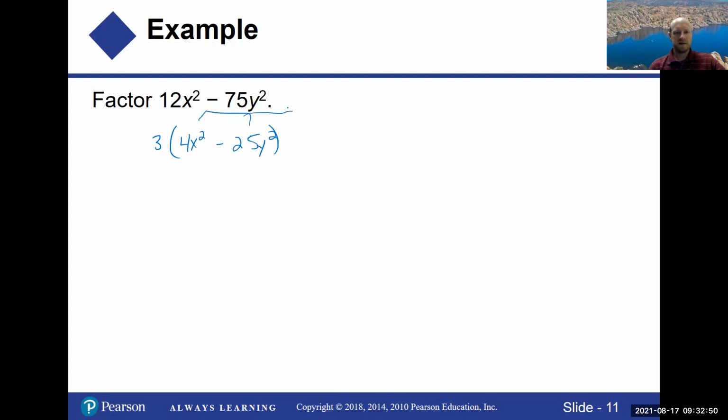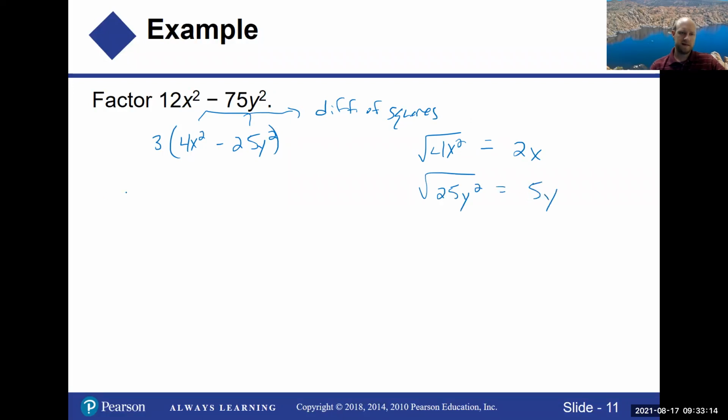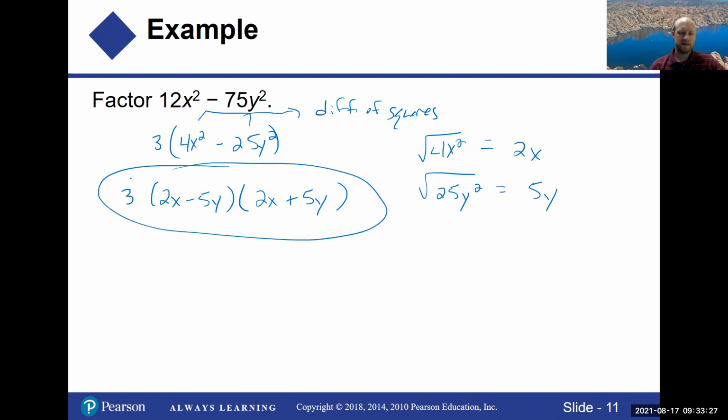And now this guy is a difference of squares, because 4 is a perfect square, x squared is a perfect square, 25 is, and so is y squared. Well, what is the square root of 4x squared? What times what gives you 4x squared? Well, that's 2x. And what's the square root of 25y squared? Well, that is 5y. So I would have 2x minus 5y and 2x plus 5y. And that would be it.